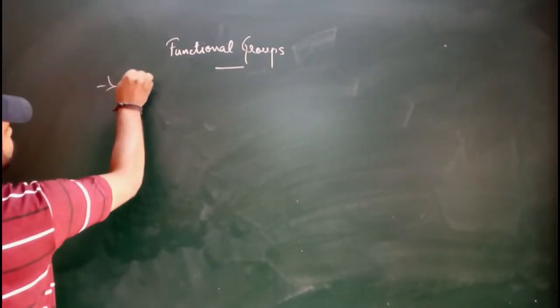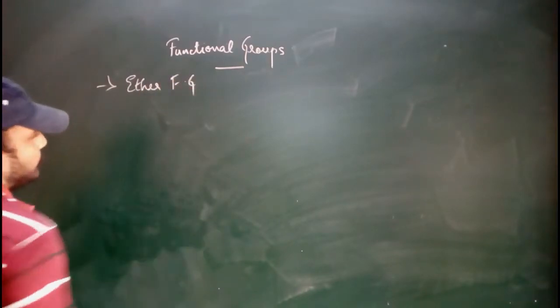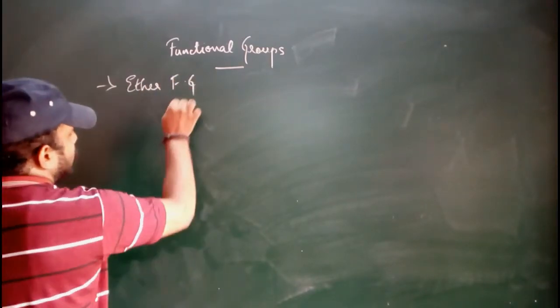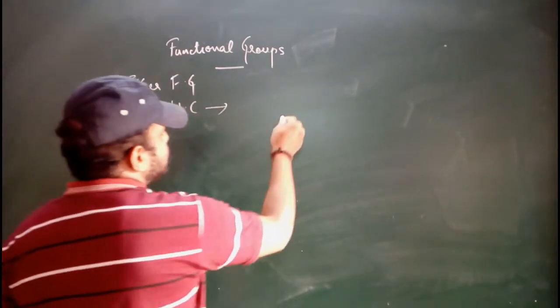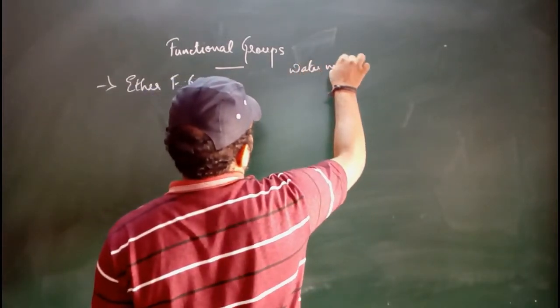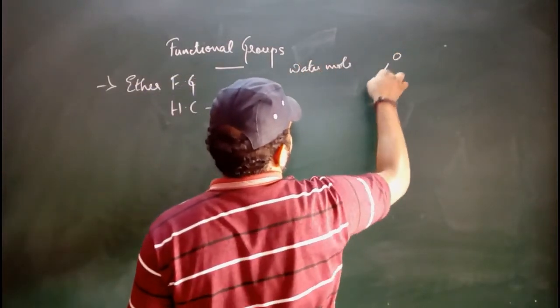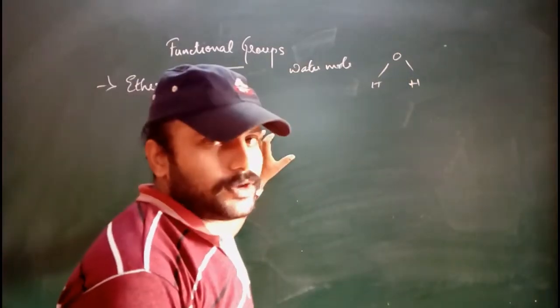What is the next one? The next one is ether. Ether functional group. What is an ether functional group? A hydrocarbon containing... So here, what is the chemical formula of the water molecule? H2O. Right.